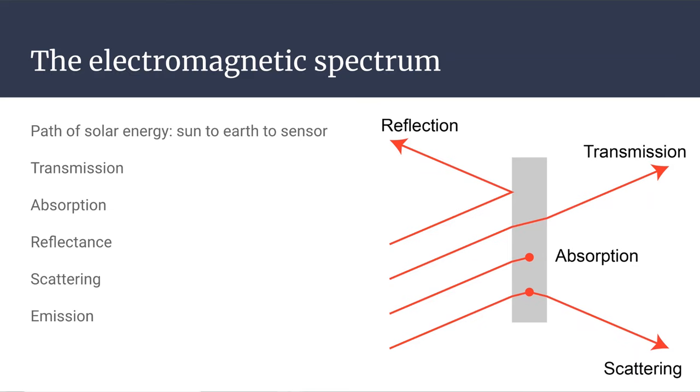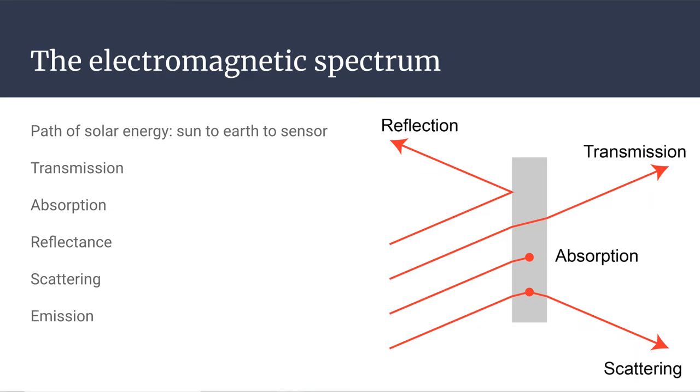That's when that energy is returned in the same predominant direction that it came in at, but at a slightly different angle. So a mirror reflects visible light. If you shine a laser at a mirror or shine a flashlight at a mirror, that light will bounce off. It's not being absorbed by the mirror. It's not passing through the mirror and being transmitted.